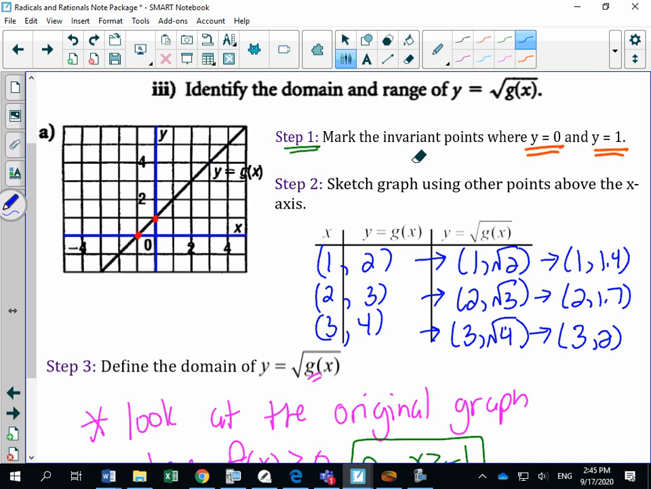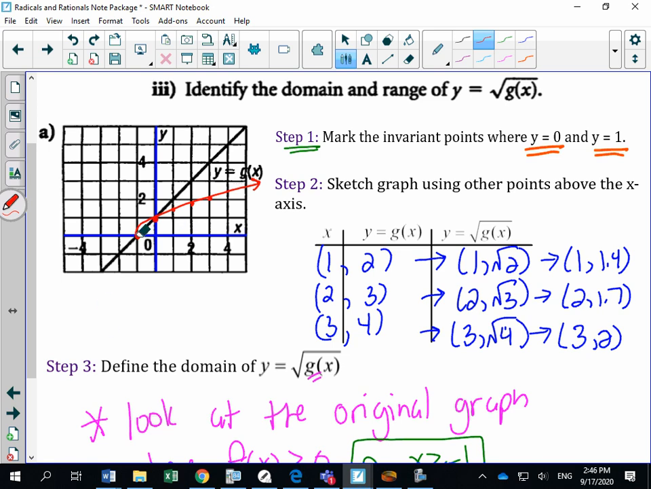And I'm going to do that in red. So 1 and 1.4 would be about there. 2 and 1.7 would be about there. And 3, 2 would be here. Okay, hopefully you could see the shape of your radical graph, and you just have to say, what do I do between these 2 invariant points? Because we're not going to connect them. We're going to draw a little tiny curve above it. So draw yourself a little curve above it, and draw your arrowhead, and that's going to be the graph of your radical function.